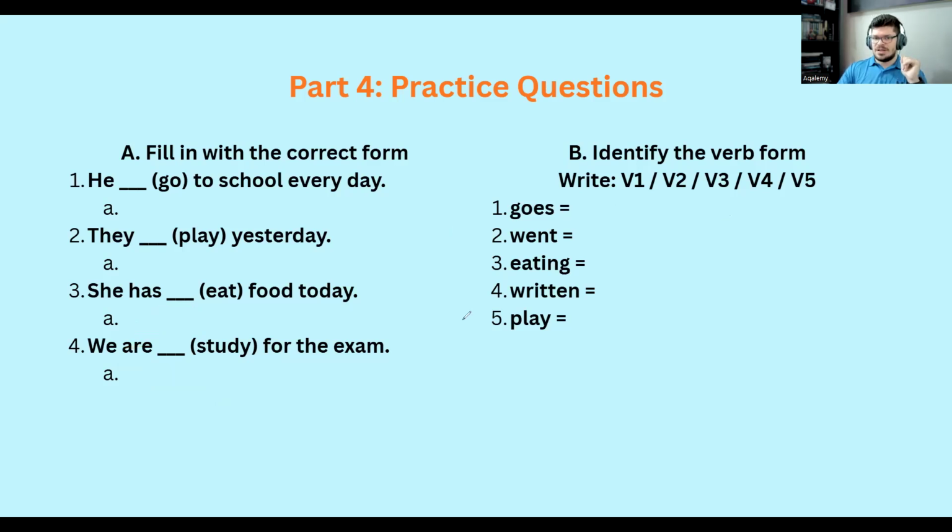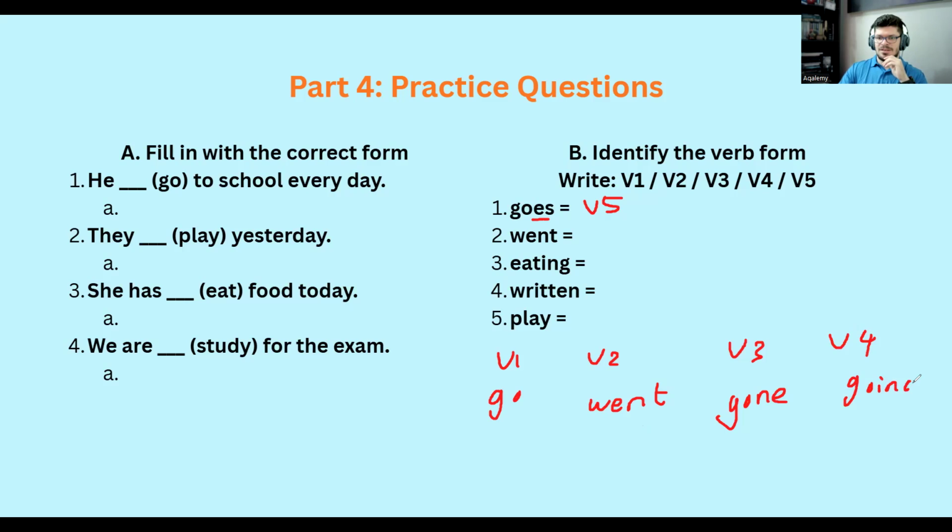Let's look at these other questions. We must match which one is verb 1, 2, 3, 4, and 5. Goes. Goes is not the base form. We add es, so it must be verb 5. Went. Okay. Be careful. Went is understand go. This is verb 1. Verb 2, went. This is past understanding. Verb 3, gone. Okay. You get it. And then verb 4, going. And then verb 5, goes.